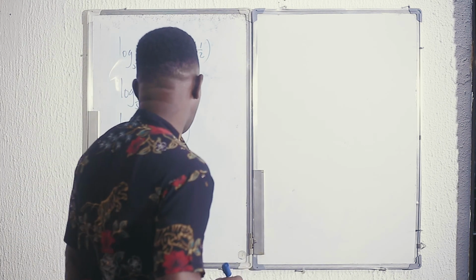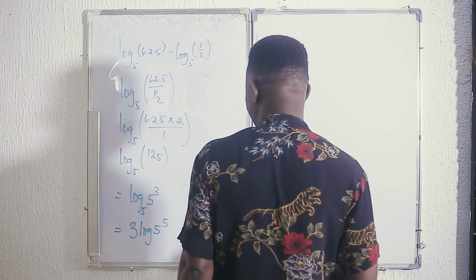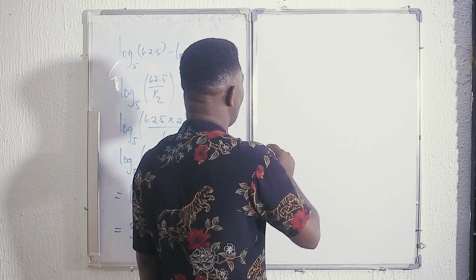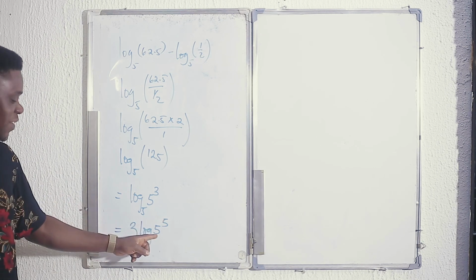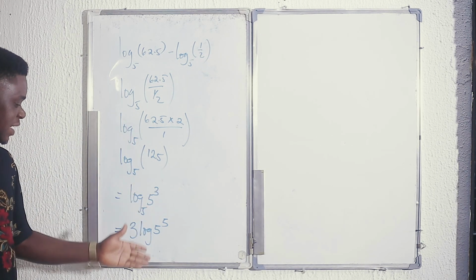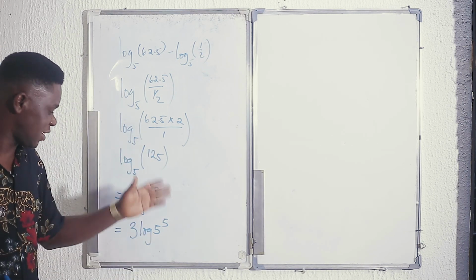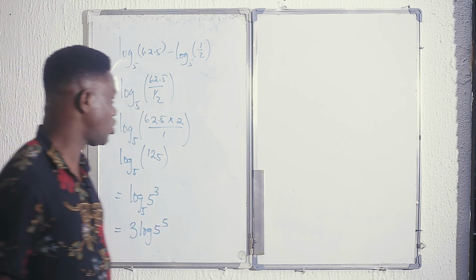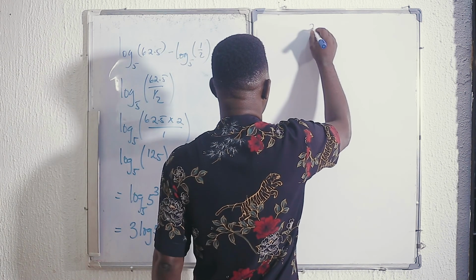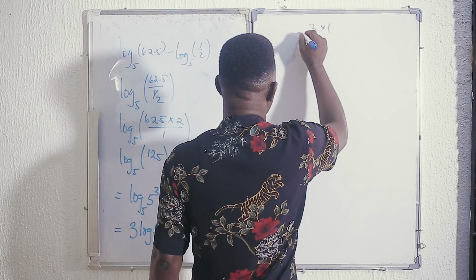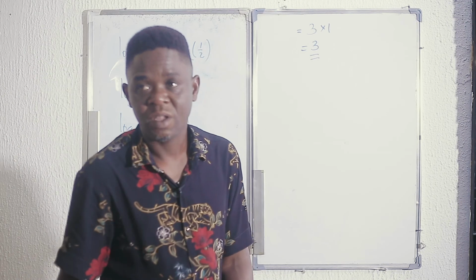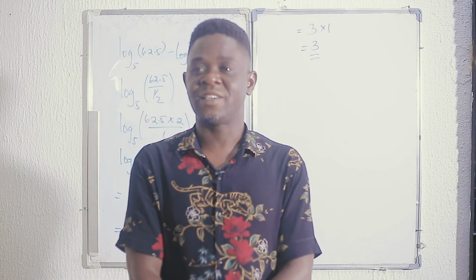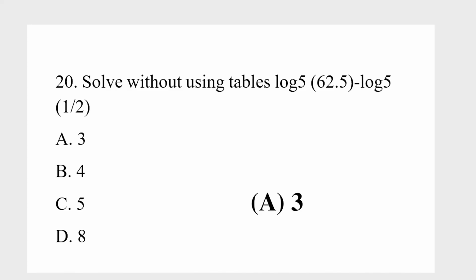The log of a number to the base of the same number is 1. So log 5 base 5 is 1. Log 10 base 10 is 1. Log 3 base 3 is 1. So log 5 base 5 here is going to be what? 1. So this is going to be 3 times 1, which is equal to 3. So the correct answer there is 3, which is A. The correct answer is A.